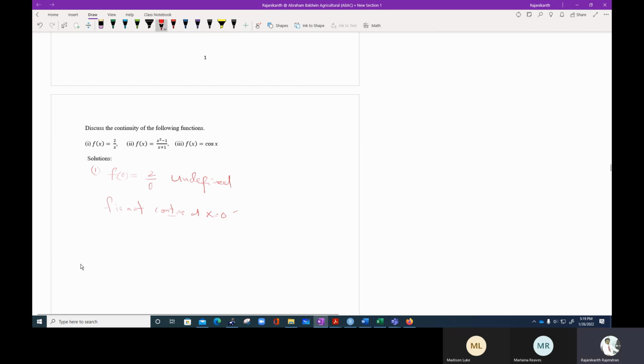So for the second one, think about that. Again, the function is not defined at -1 because if x is -1, the denominator is getting 0. So f of -1 is undefined, it is 0/0. So again, the function is not continuous. F is not continuous at -1.